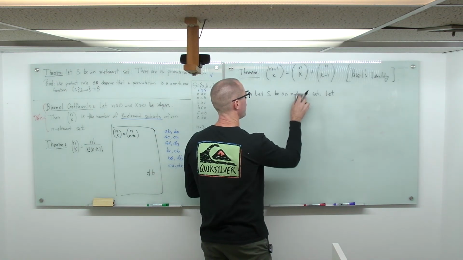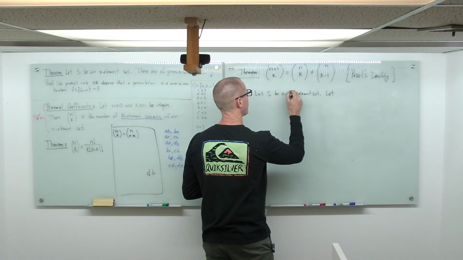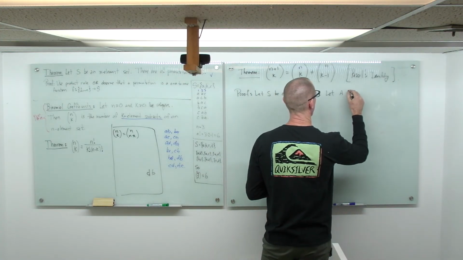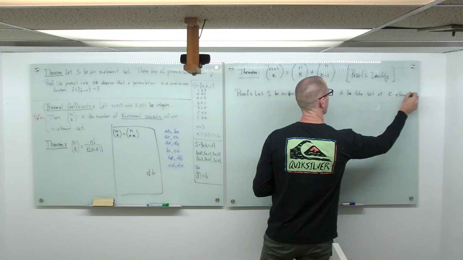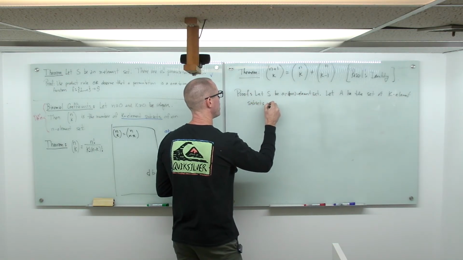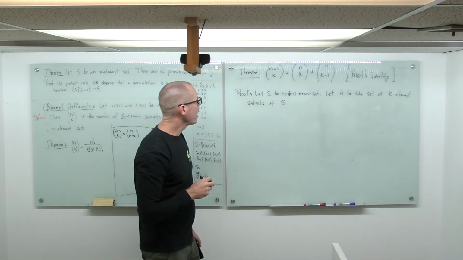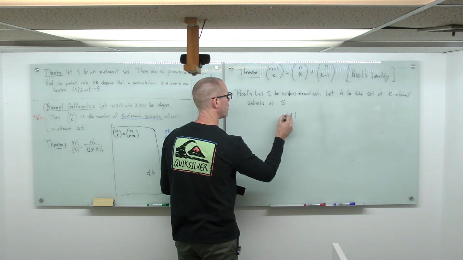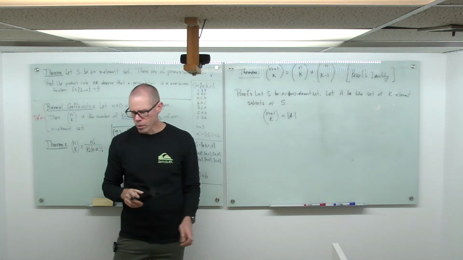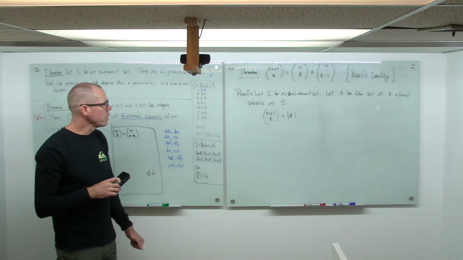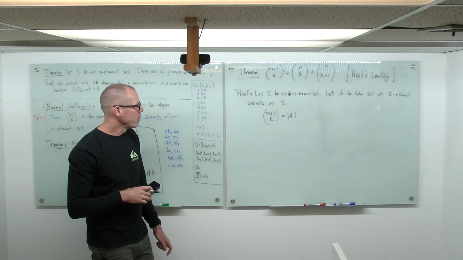Let S be an n plus 1 element set, and let A be the set of k element subsets of S. So by definition, the number of k element subsets of an n plus 1 element set is n plus 1 choose k. That's the easy part of this counting, and very often these combinatorial proofs have an easy part and a more interesting part. So there's one side of the formula.